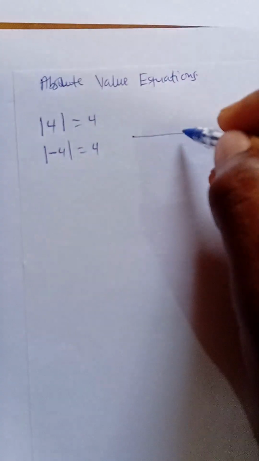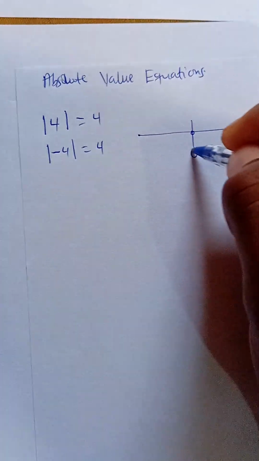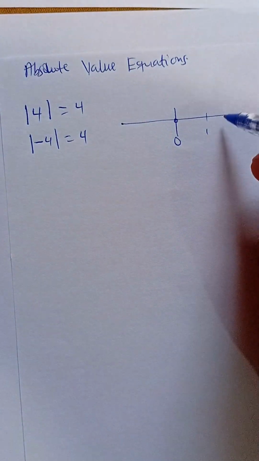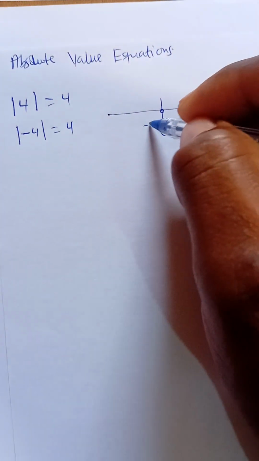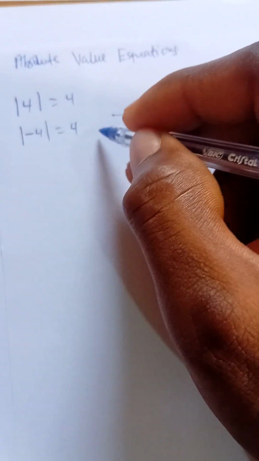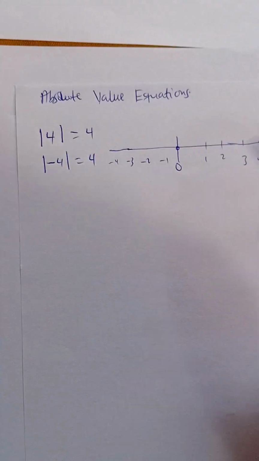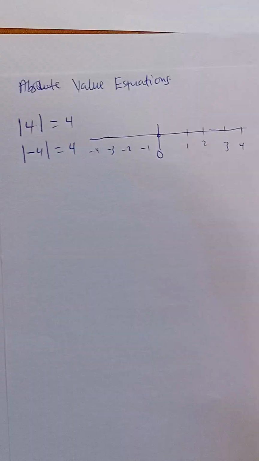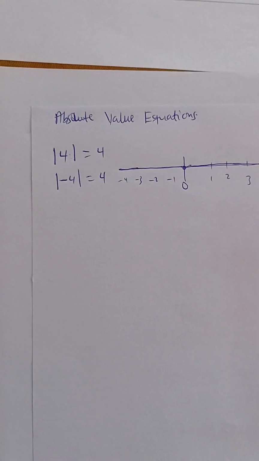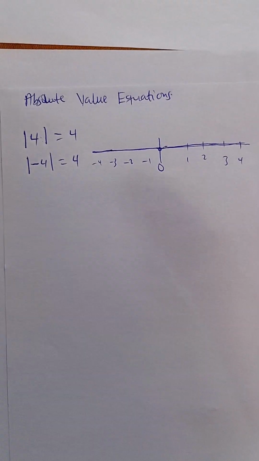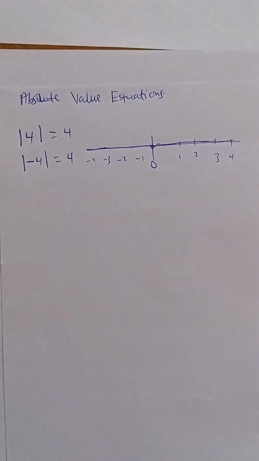It simply means that this is the origin 0, 1, 2, 3, 4, -1, -2, -3, -4. This is what it means. This thing here means that you are moving 4 units to the right and 4 units to the left. That's the meaning of the absolute value, magnitude. So it's either you are moving 4 units to the right or 4 units to the left.